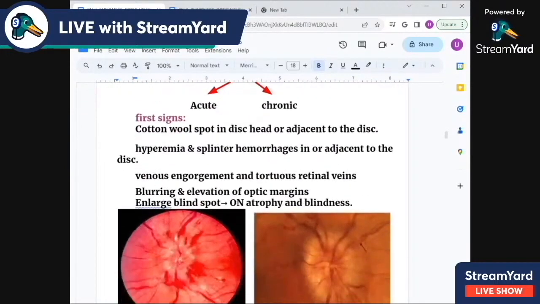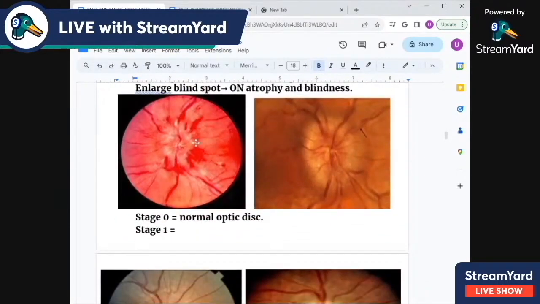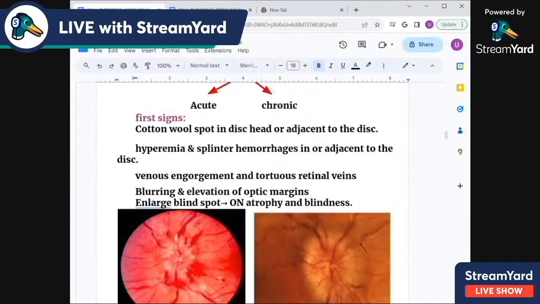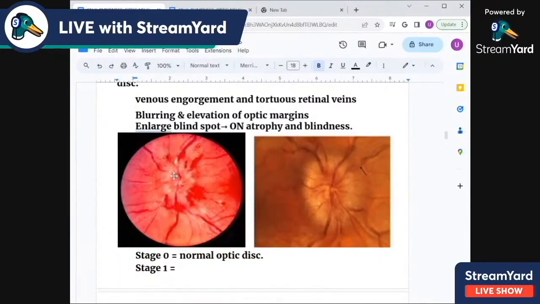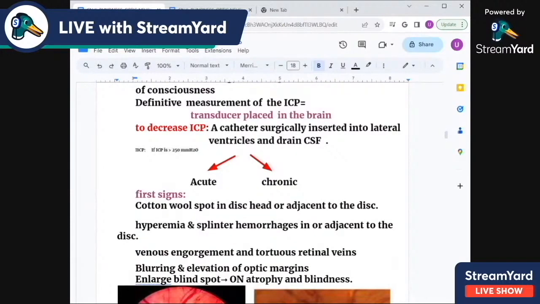So the features in papilledema may be of an acute state and a chronic state. In the acute state of papilledema, there are hemorrhages, exudates, venous engorgement, cotton wool exudates, hyperemia. In acutely developing papilledema, the margins become blurred, with blurring and elevation of the optic margins and enlargement of the blind spot. So acute papilledema causes central visual loss. Otherwise, the chronic one doesn't. It causes peripheral visual loss.